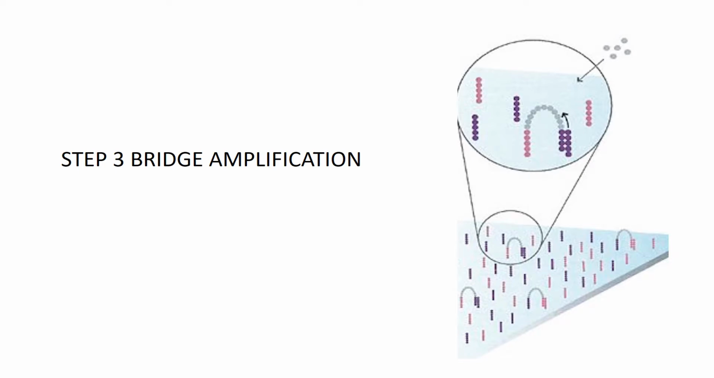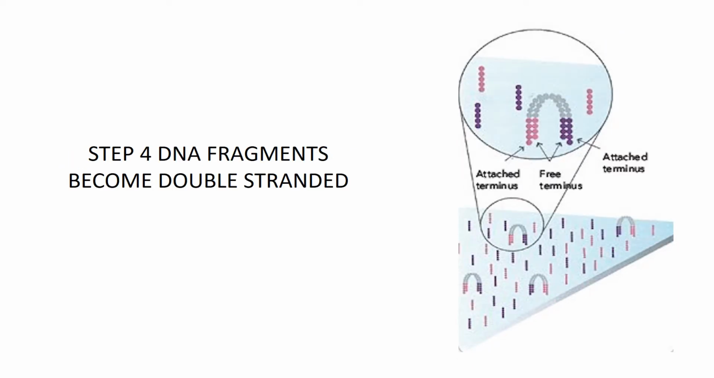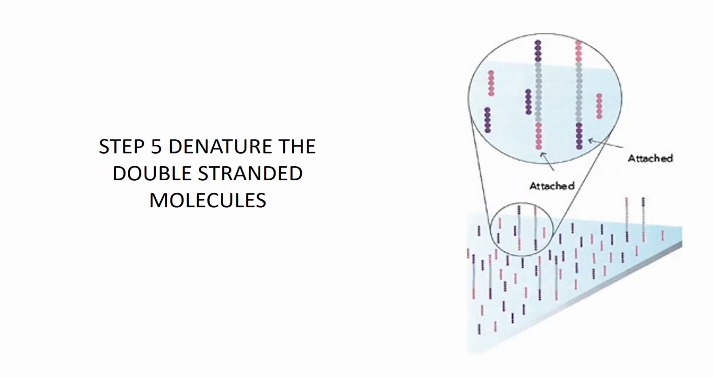To begin the solid phase of bridge amplification, unlabeled nucleotides and enzymes are added to the flow cell channels. Step 4. DNA fragments become double-stranded. The addition of the enzyme incorporates nucleotides to build double-stranded bridges on the solid phase substrate. Step 5. Denature the double-stranded molecules. By denaturing the double-stranded molecules, we are left with single-stranded templates anchored to the substrate.